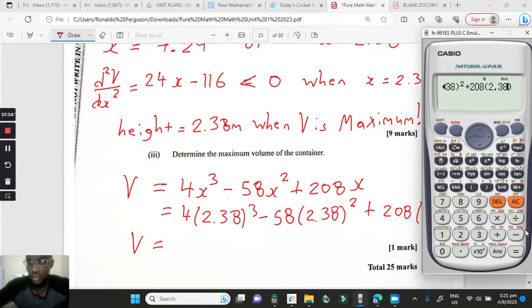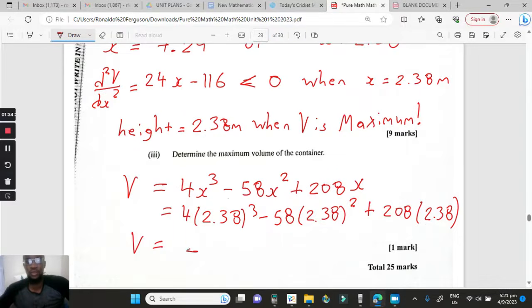So just to make sure we type it in the calculator right, I remember it was 4x cubed minus 58x squared plus 208x. Everything is good. Put in the calculator, we'll get 220.4. Just going to put three significant figures, which is 220 meters cubed, not centimeters, meters cubed.